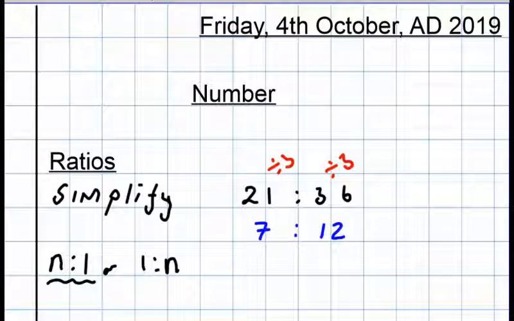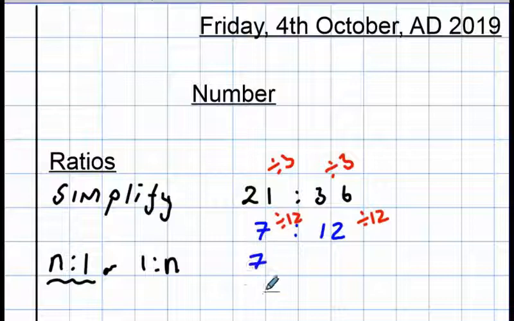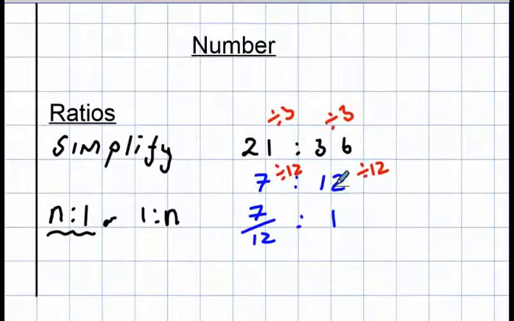Well, the easy thing to do is to turn the second number into 1, you divide it by 12. And as with fractions, so with ratios, you have to do the same to both sides. So, turning this ratio in the form of n to 1, it would be 7 divided by 12 to 1. All you've done is you've divided both sides by the second number.